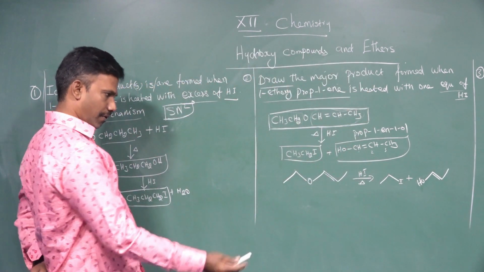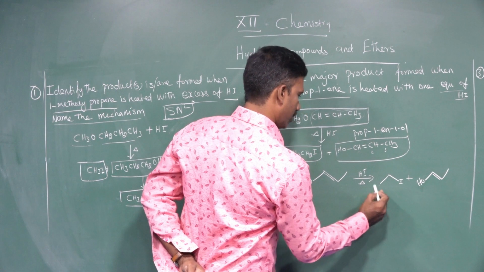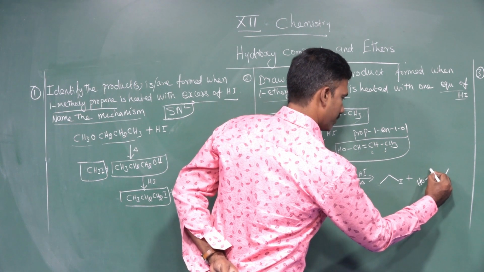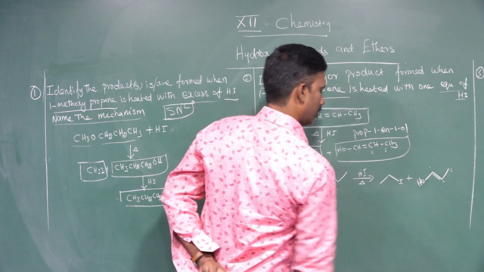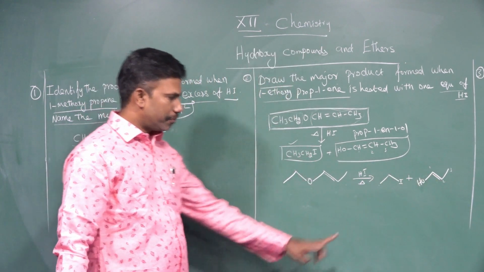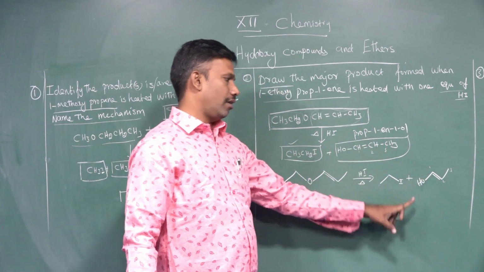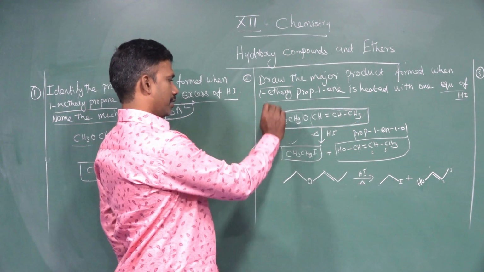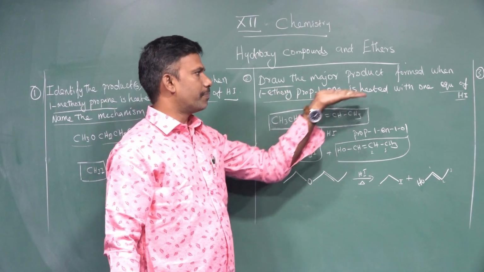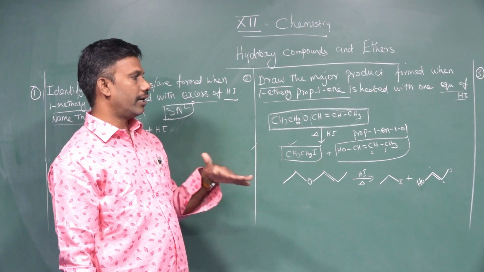If you want to write a bond line structure, you can write it for this question: CH3CH2I, ethyl iodide, the same product, and prop-1-en-1-ol. This is the first carbon; 1, 2, 3, three carbons are there. The first carbon contains the double bond, propene, and in the first carbon itself an OH group is present. So prop-1-en-1-ol, that's right. This is the second question. If you have any doubt, you can ask me. Draw the major product formed when 1-ethoxy prop-1-ene is heated with 1 equivalent of HI.